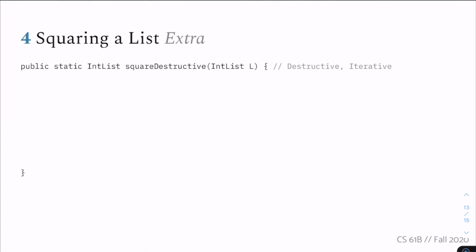Okay, part B of our squaring a list is this time we want to do it destructively and iteratively. Destructively means this list is the one that we're going to edit, and iteratively means instead of calling square destructive over and over again, we are just going to use either a for loop or a while loop. I'll give you a couple seconds to think about it.